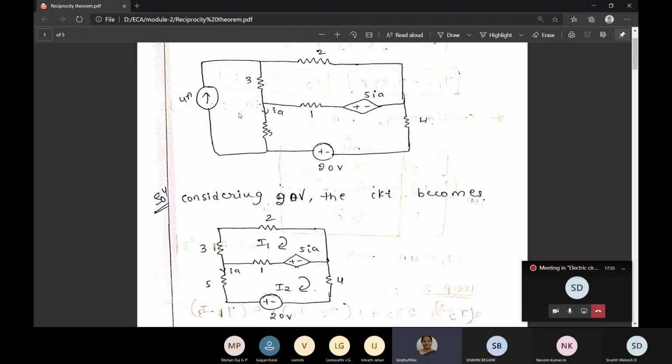When we are considering 4 amps, the equations are different. When 20 volts is considered, the equations are different. You should be very careful while writing. In the superposition theorem, it is one source at a time. First we took 20 volts, and next we have to take 4 amps. So try to solve this problem and find out the current IA in the 5 ohm branch.